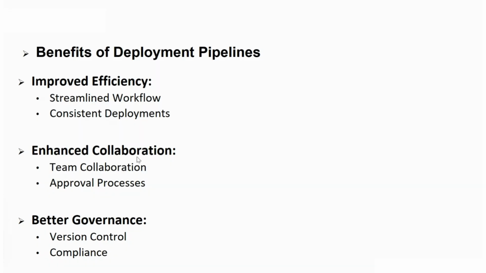Then we have the enhanced collaboration. Here you can enable multiple developers to work on the BI content simultaneously and manage their changes throughout the pipeline. We can also implement the approval process to ensure that only the validated and approved content is moved to the production. Then we have the better governance.